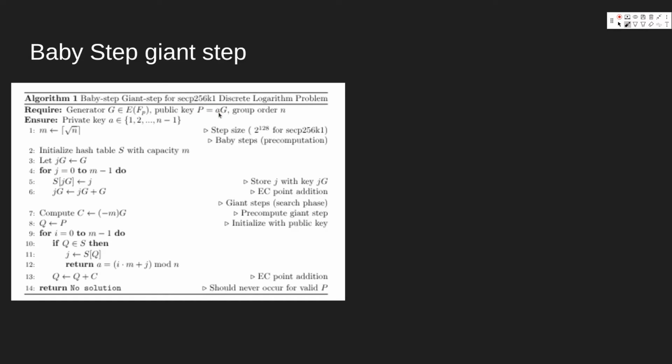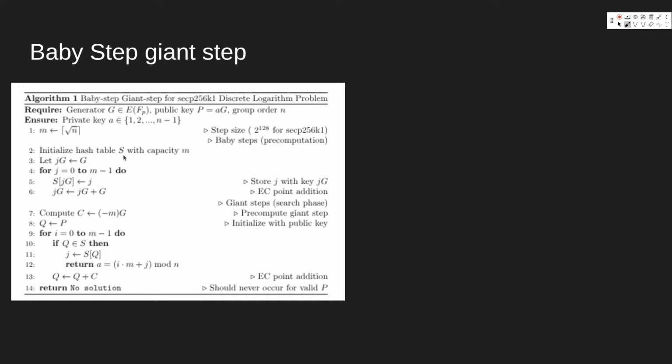What is the purpose of the algorithm? Given the public key, where A is the private key and n is the group order (if you just visit the specification, you will know what the number n is), can we find the private key A? First we find the square root of n and take the ceiling of it. If n is equal to 5, the square root of n will be 2 point something, so we will choose m as 3. That's what ceiling means.